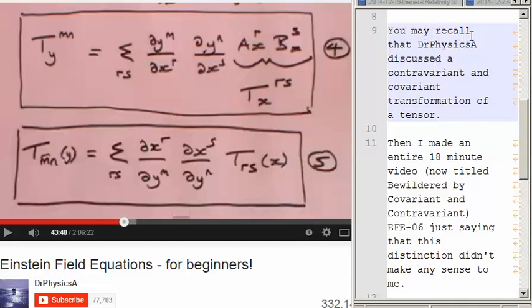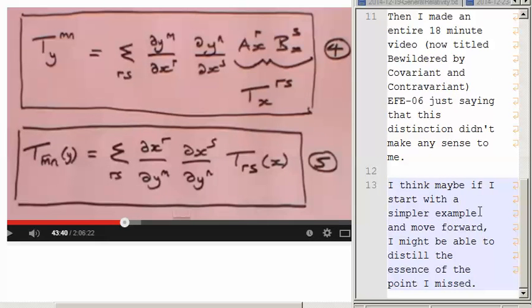You may recall that Dr. Physics A discussed contravariant and covariant transformation of a tensor. Then I made an entire 18-minute video now titled Bewildered by Covariant and Contravariant, just saying that this distinction didn't make any sense to me. I think maybe if I start with a simpler example and move forward, I might be able to distill the essence of the point I missed.